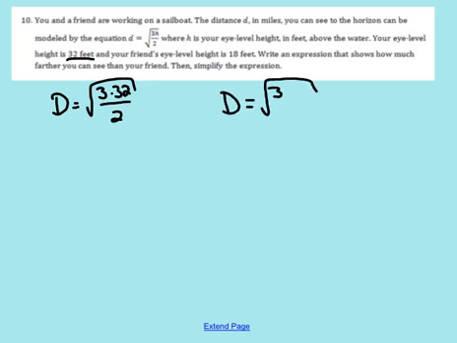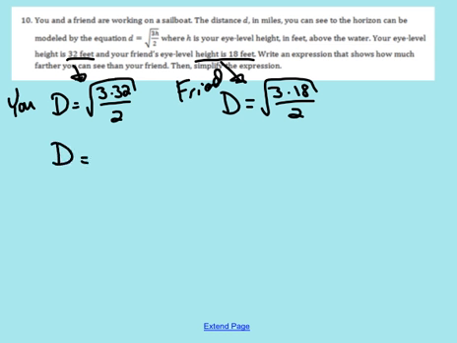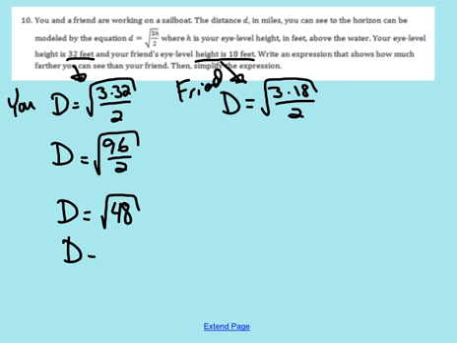So distance is the square root of 3 times h. This time, height is 18. So this is your friend. This is you. You, friend. Now, distance you can see is going to be 96 divided by 2, which is 48. We did 48 earlier. I told you it was 16 times 3, which is 4 square root 3.